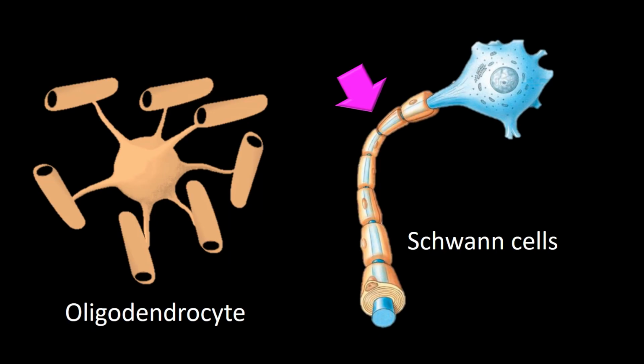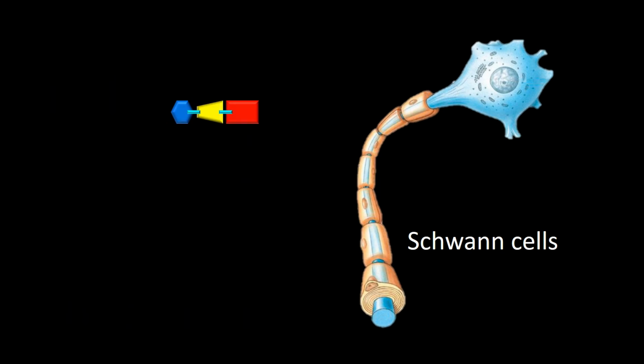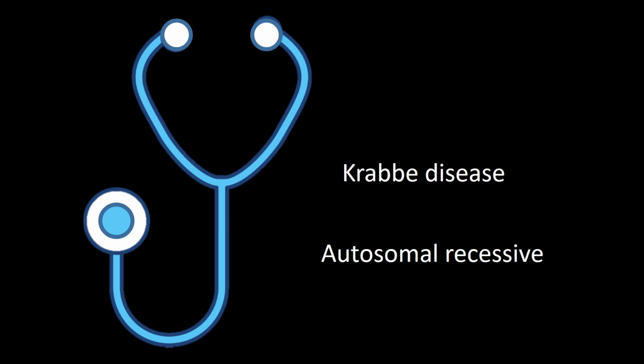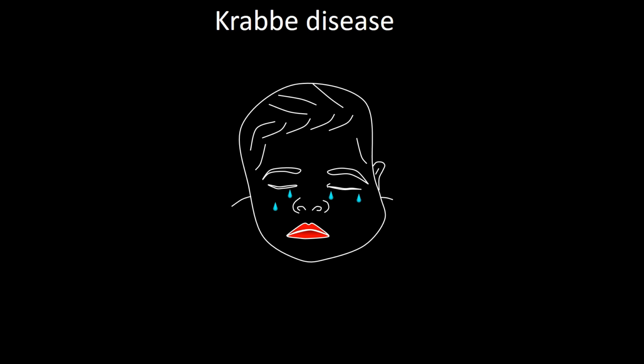In the peripheral nervous system, in the Schwann cell, we see now a similar event. Here I have represented psychosine. The accumulation of psychosine in the Schwann cell produces an inflammatory reaction leading to peripheral nerve demyelination. The clinical manifestations of this autosomal recessive condition may present in the neonatal period or in the adult period. This is based on the amount of enzyme present. When little is present, as it is in most cases, it presents during the neonatal or early infancy.